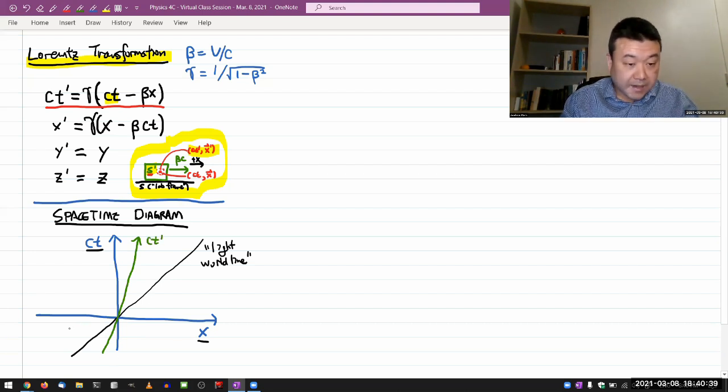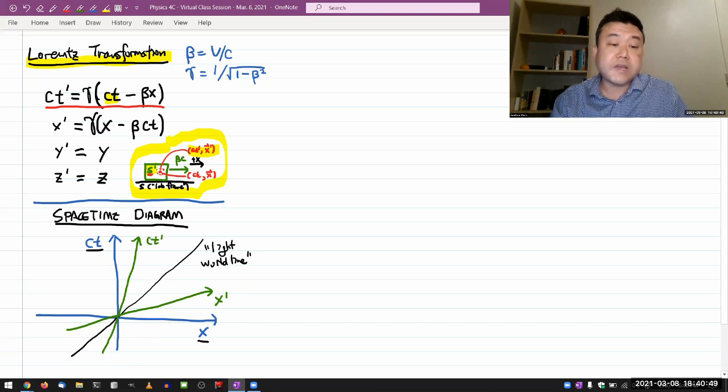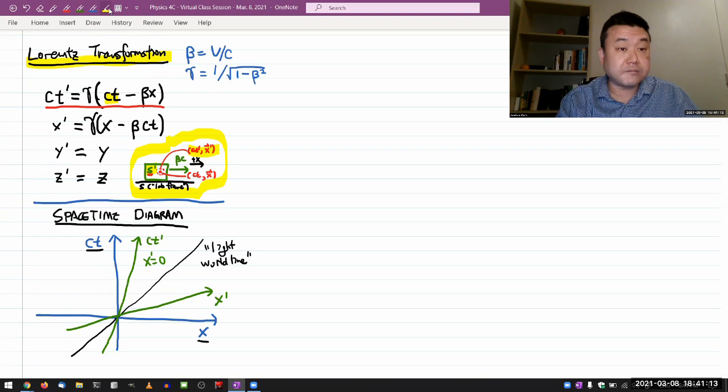And this is going to be the X prime axis. And I think the ct prime axis is easy to understand. It's the set of points where x prime is equal to 0. So whichever point within the vehicle you said is x prime equals 0, this is showing how that point moves in the reference frame of the lab frame. We had something similar in Galilean relativity. I think this is pretty easy for us to comprehend.